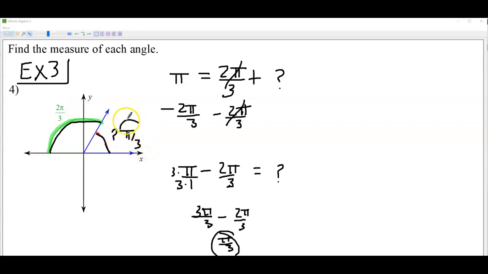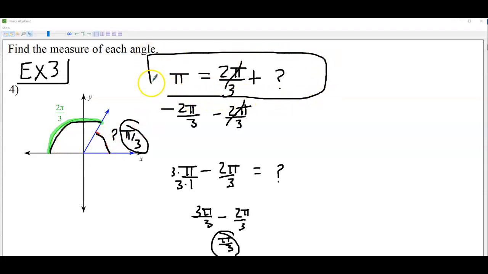Okay. So sometimes the piece that you need to find, you're not going to get it by adding it with something to make pi over 2. Sometimes you're going to find it by adding it with something to make pi, because in this case, the given piece was bigger than pi over 2.